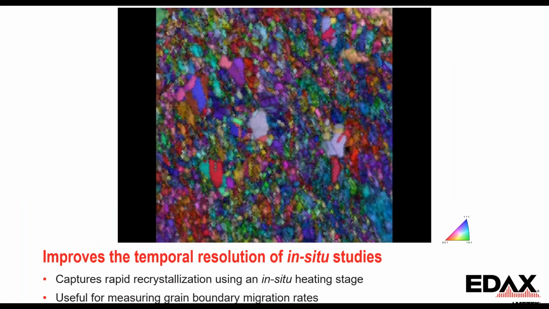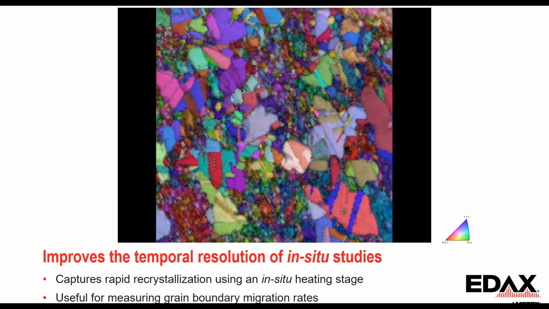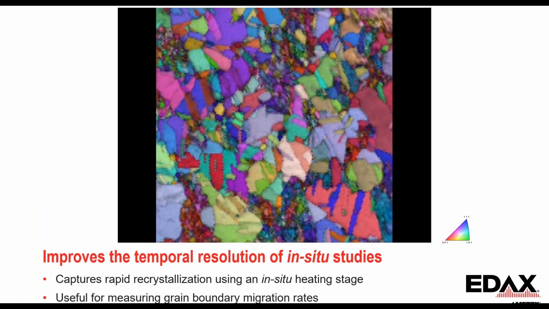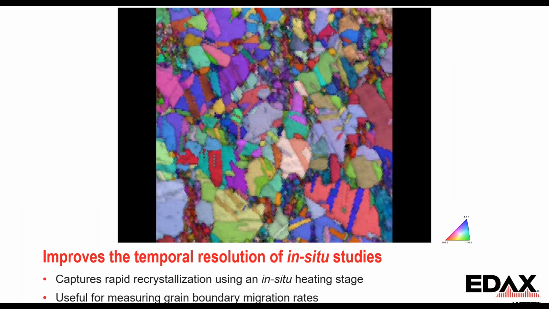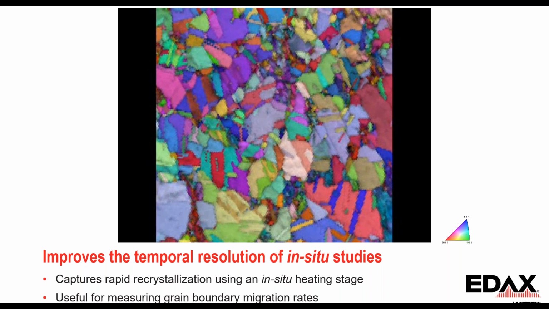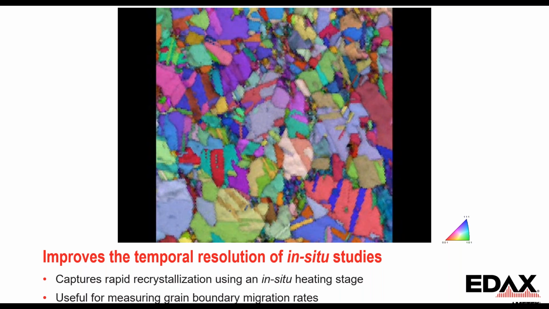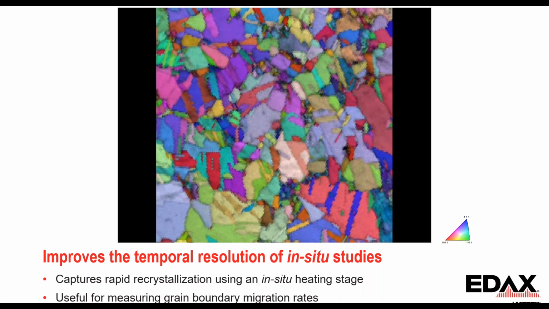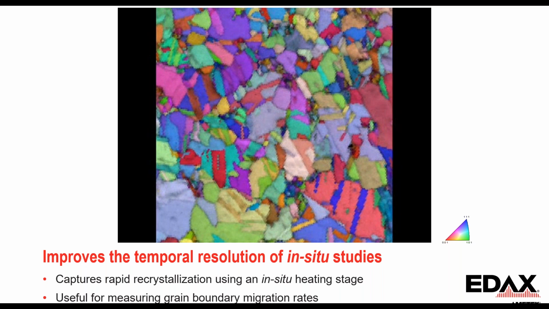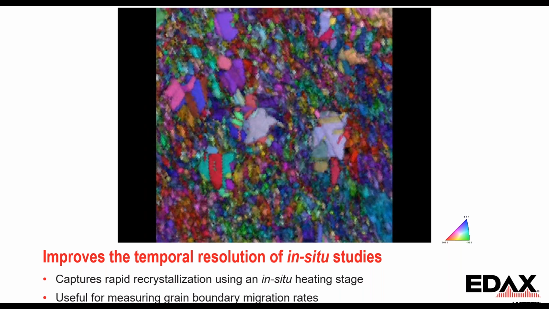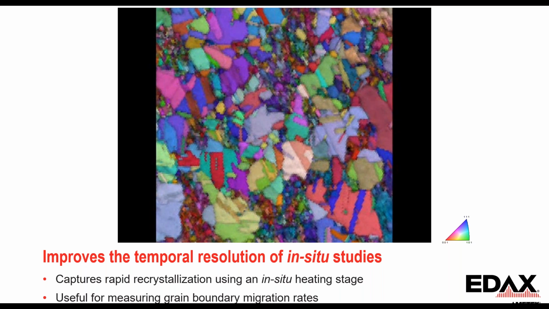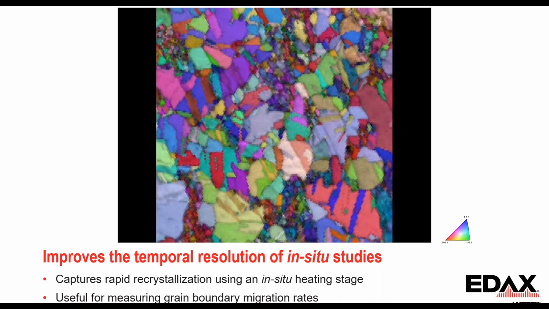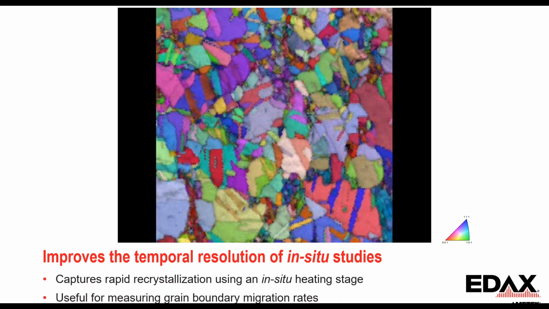And so where is this useful? One is something like an in-situ experiment where things are happening dynamically, and we want to be able to capture information as quickly as possible. So this is an example of a movie of watching recrystallization in a copper material. And we start with a deformed matrix, new recrystallized grains nucleate and grow.